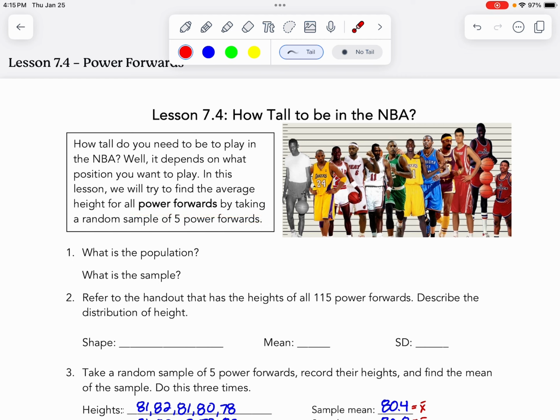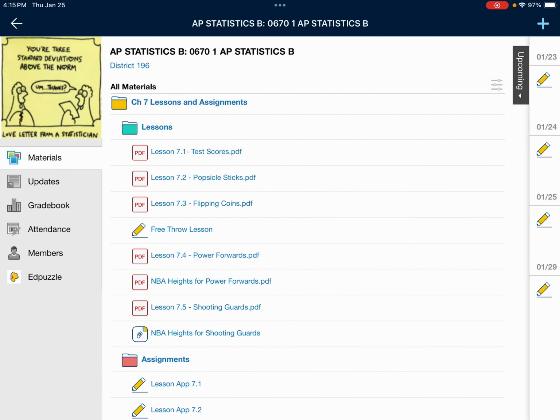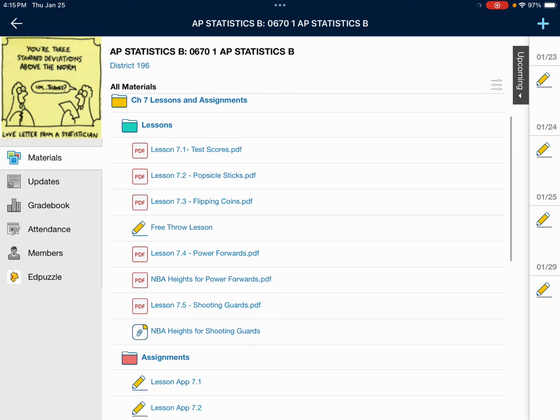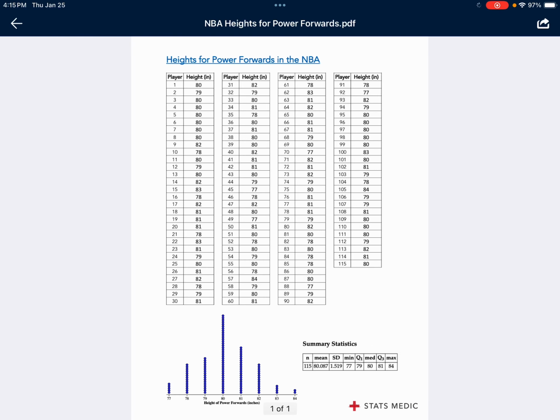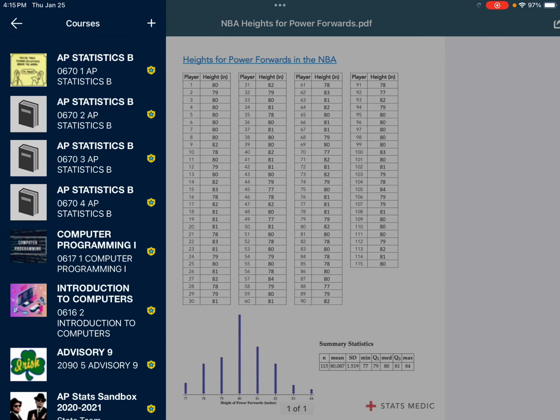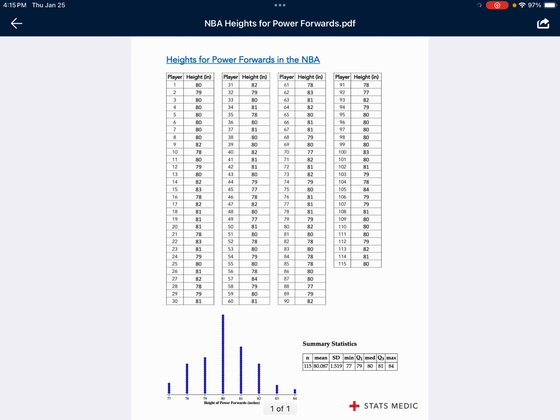Now, if you're watching this video, you missed class, but I'm just describing what we're going to do in class. So in Schoology, I have the lesson, and then right underneath it, you see that link for the NBA heights for power forwards. If you open this up, this was a year or two old, but this is a list of all the power forwards in the NBA at that time. It's a pretty big list, but there were 115 power forwards at that time, and it lists all of their heights in inches.